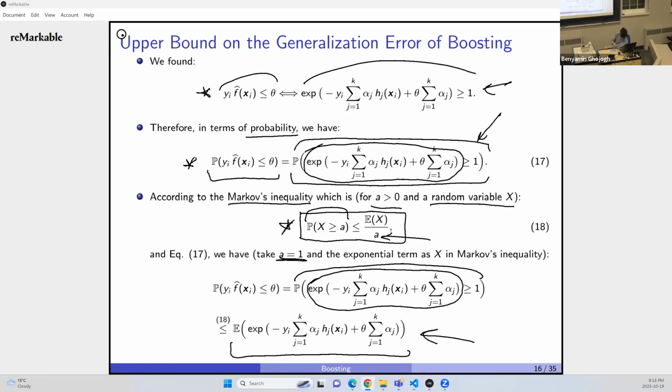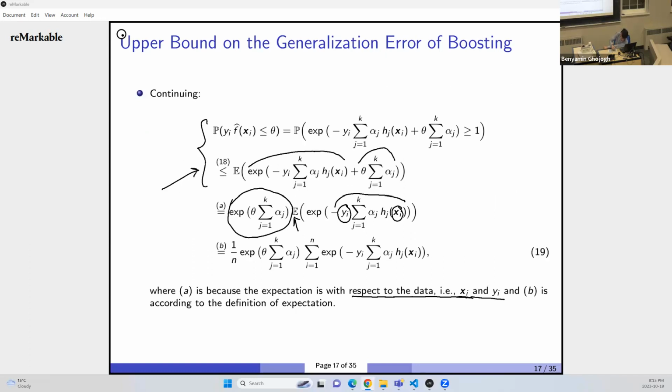Clear? Now, this is what we found. Let's continue that. I have expectation of e to the power of something plus something. I can write it as e to the power of that one thing times e to the power of the other thing. E to the power of this is not random. I can bring it out of the expectation. And then I have expectation of this, which is random. This inside is random. Okay.